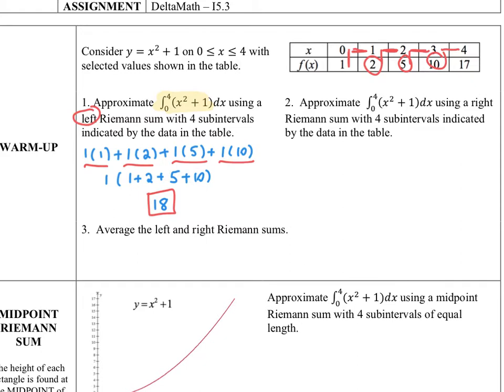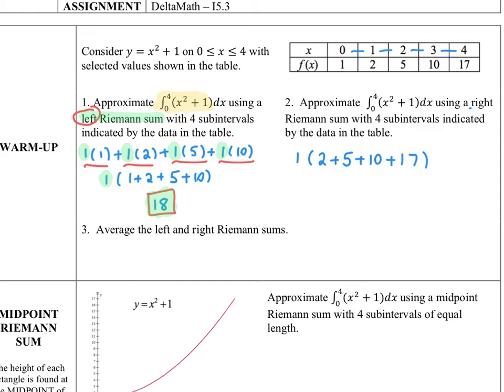Because all of these rectangles had the same base length, because these were equal subintervals, you could just take that 1 and factor it out. It's kind of irrelevant that it's a 1, but just keep in mind if you have equal subintervals, you can factor it out and get a final answer of 18 for my left Riemann sum. It would be acceptable to start with that second step if you recognize that you have equal subintervals. So I'm looking here and I see there's 1 unit in between all of those.